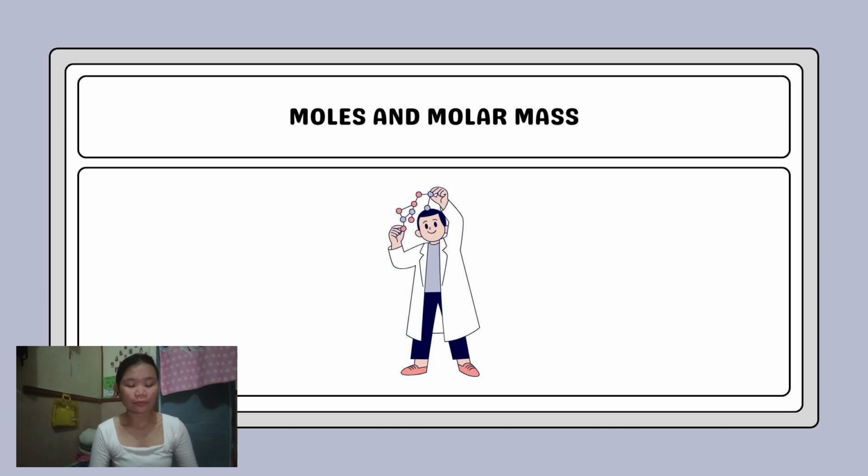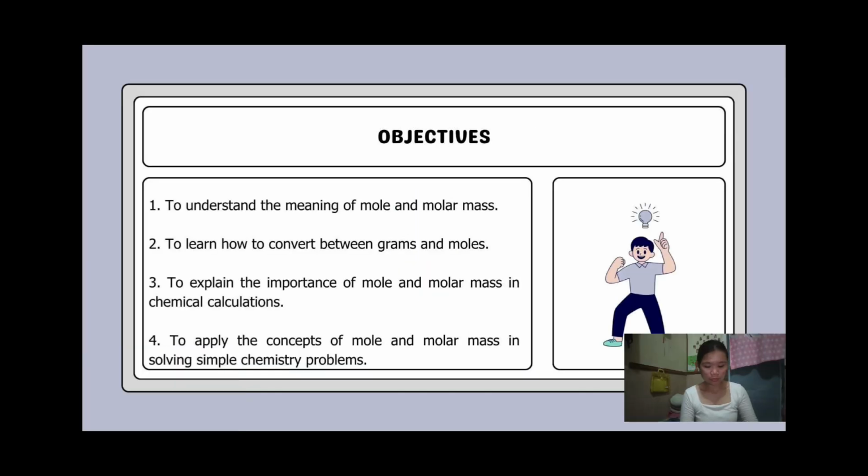Today I will discuss our previous topic about moles and mass. Our objectives are: number one, to understand the meaning of mole and molar mass. Number two, to learn how to convert between grams and moles. Number three, to explain the importance of mole and molar mass in chemical calculations. Number four, to apply the concept of mole and molar mass in solving simple chemistry problems.